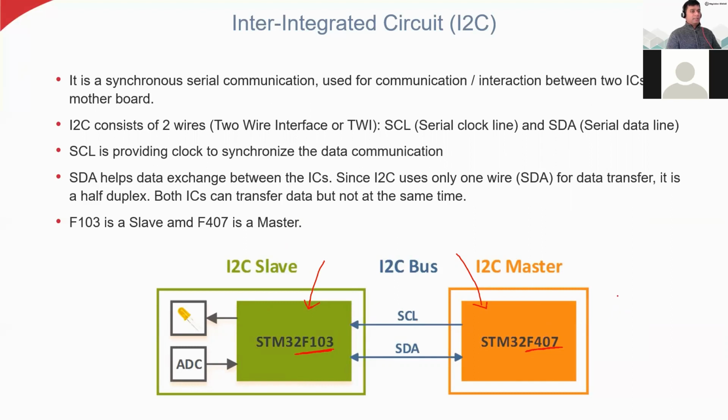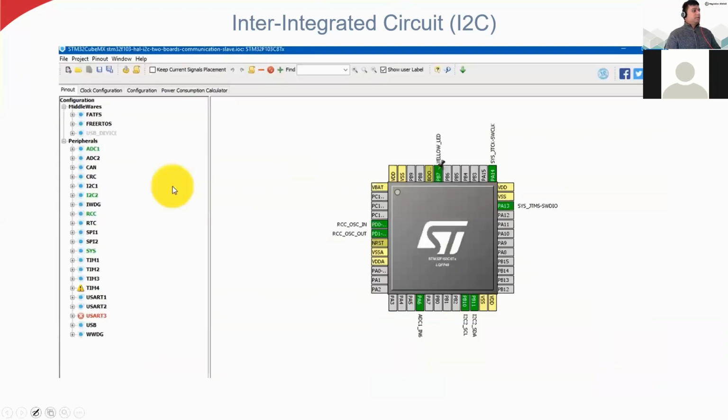But in your assignment 3, instead of this one, you are going to use the L476. So you are going to transfer the data between EEPROM and L476. In this example, I am making the data transfer between F103 and F407. This EEPROM is another chip, my integrated circuit. So here you can see.